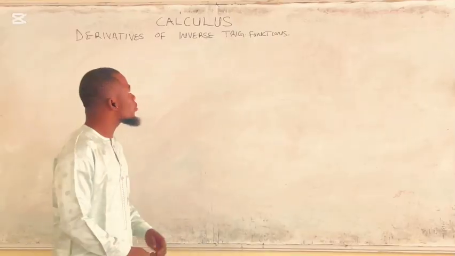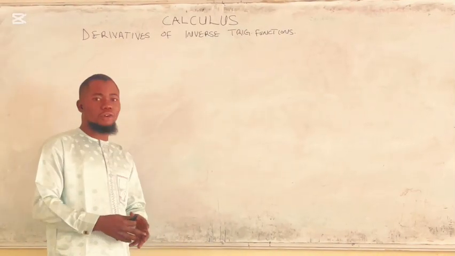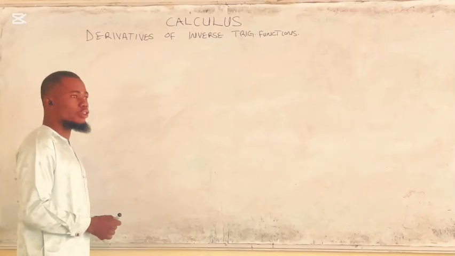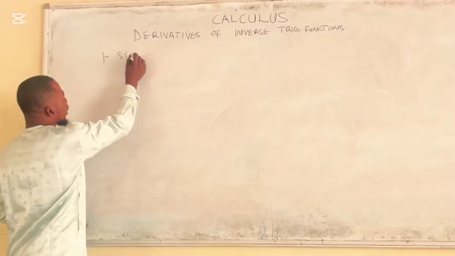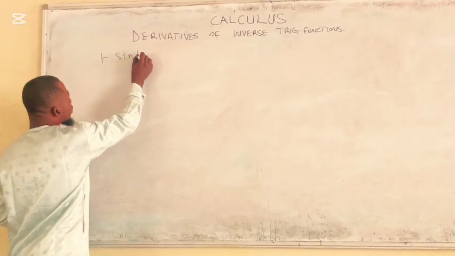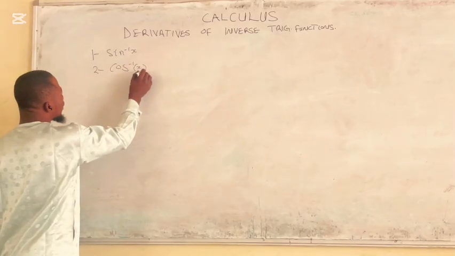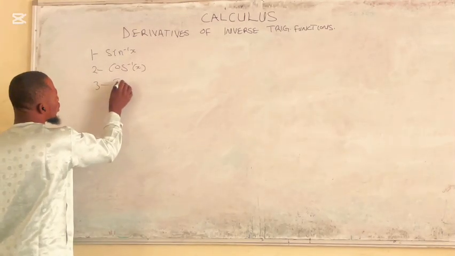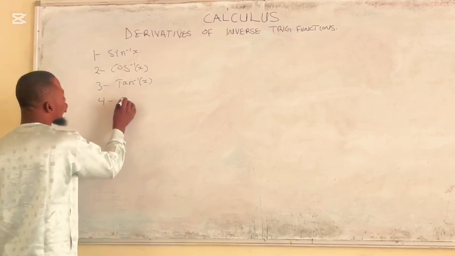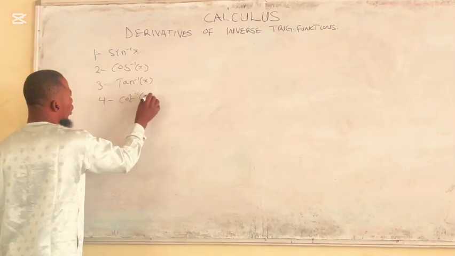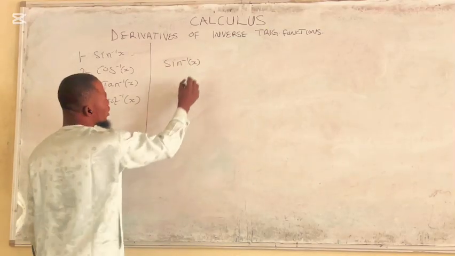In today's class, we'll be looking at the derivative of inverse trigonometric functions. The inverse trigonometric functions include: 1. sine inverse of x, 2. cos inverse of x, 3. tan inverse of x, and 4. cot inverse of x.